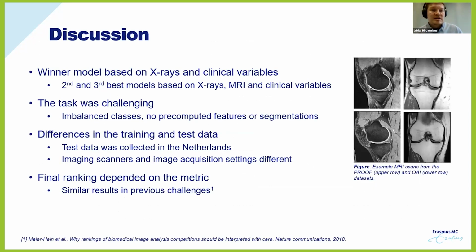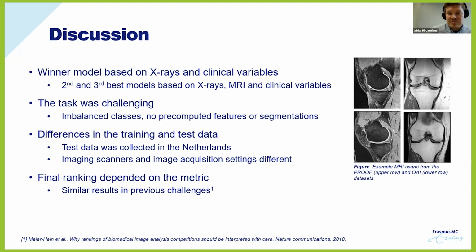So the winner model in this challenge used X-rays and a deep learning ResNet to extract information from the X-ray images, and also clinical variables. And the second and third best models used X-rays, MRI, and clinical variables, and they also extracted information using deep learning. It is interesting that the MRI-based model was not the best in this challenge.